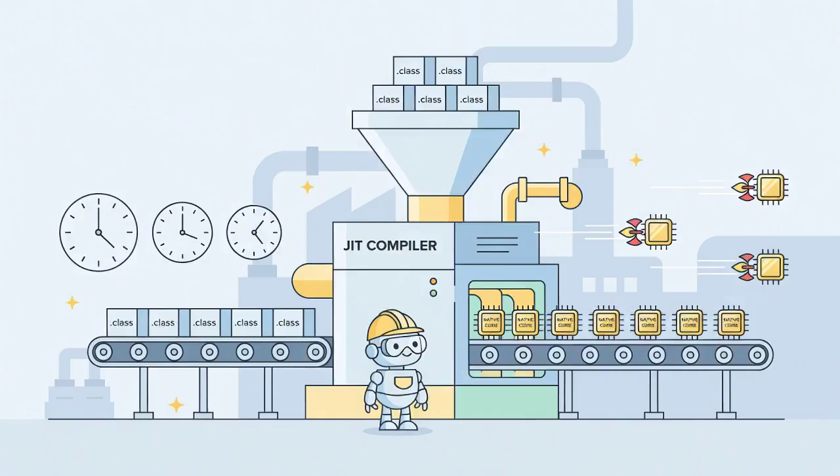Flip the Xcomp lever and the opposite happens. Before any method runs, the JIT compiler grinds through the entire program and translates every method into native machine code up front. Startup crawls because that massive compilation pass happens first, but once it finishes, execution can be blisteringly fast with no warm-up phase at all.